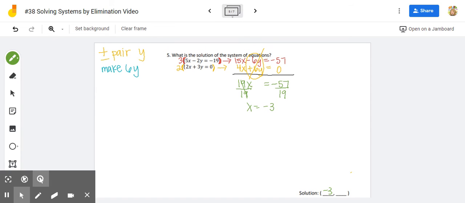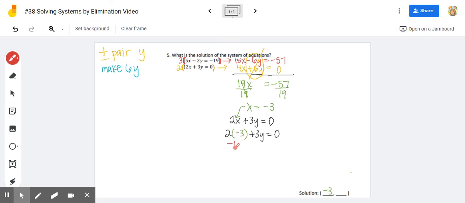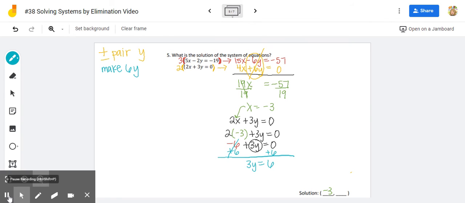Pick one of those two equations. I'm going to choose the second one. Inside of that second equation, I substituted in negative 3 for our x, and now we get 2 times negative 3, which is negative 6. To solve for 3y, I need to not subtract by 6, but divide by 3, and we get a final solution with y equals 2. So our solution to our system is negative 3, 2 as a point.